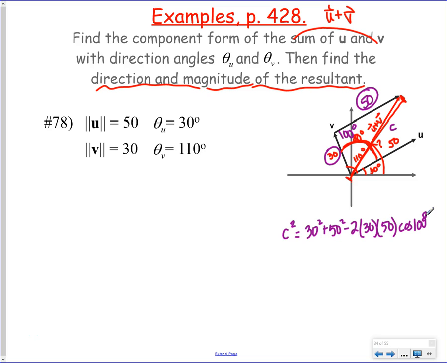So, you guys, I told you to get your calculators out because they're going to be very helpful today. If I plug in for law of cosines, shouldn't I square root both sides? So square root of 30 squared plus 50 squared minus 2 times 30 times 50 times cosine of 100 degrees. I can type this all in one line, right? Ooh, I should be in degree mode, double check. And I end up with, I believe, C equals 60.